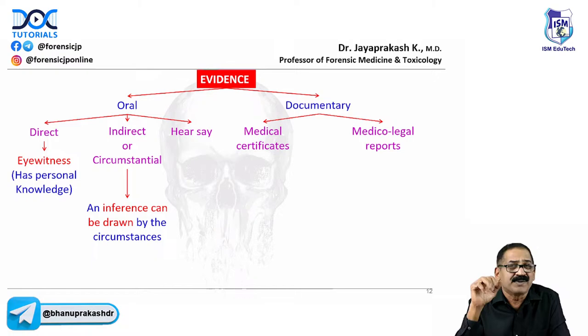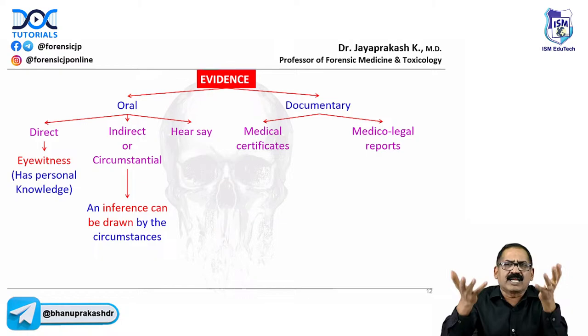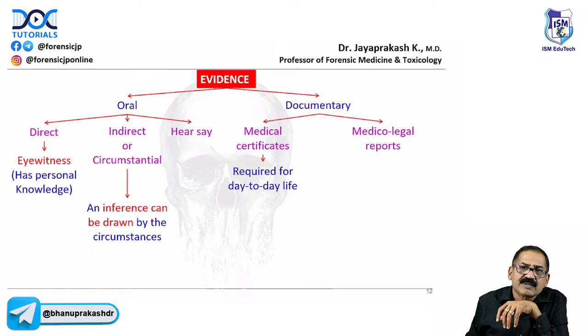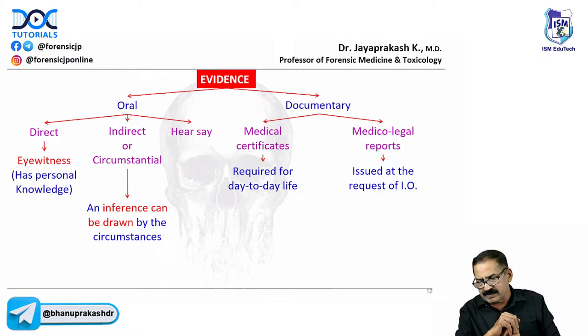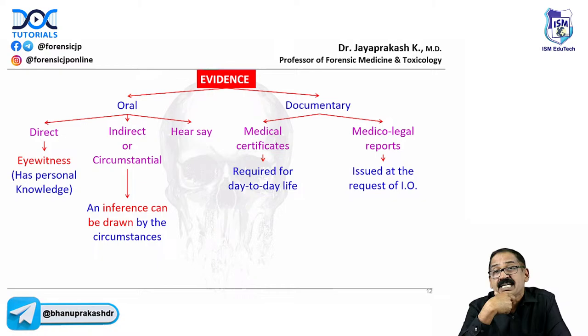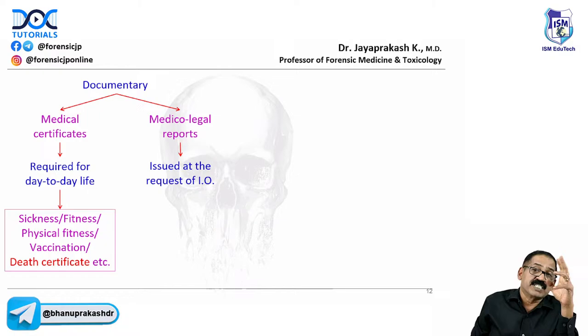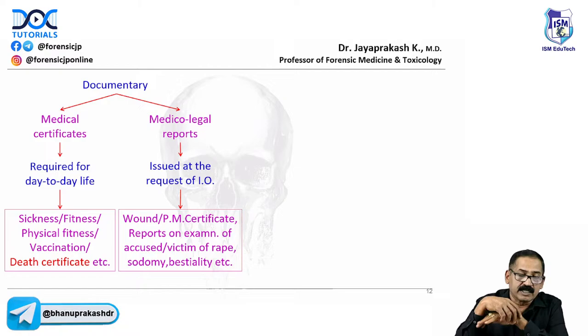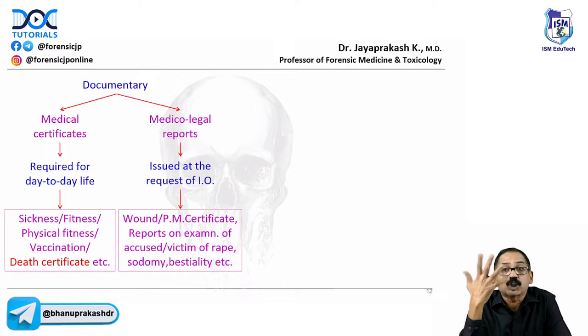Documentary evidence is of two types: medical certificates and medical legal reports. Medical certificate means whatever a patient or anybody requires for day-to-day life, like sickness certificate, fitness certificate, physical fitness certificate, death certificate, vaccination certificate. Medical legal reports are required by law enforcing agencies, maybe a police officer, magistrate, judge, or investigating officer. Whereas injury certificate, examination of the victim of rape, accused of rape, victim of sodomy, accused of sodomy, all these are medical legal reports.